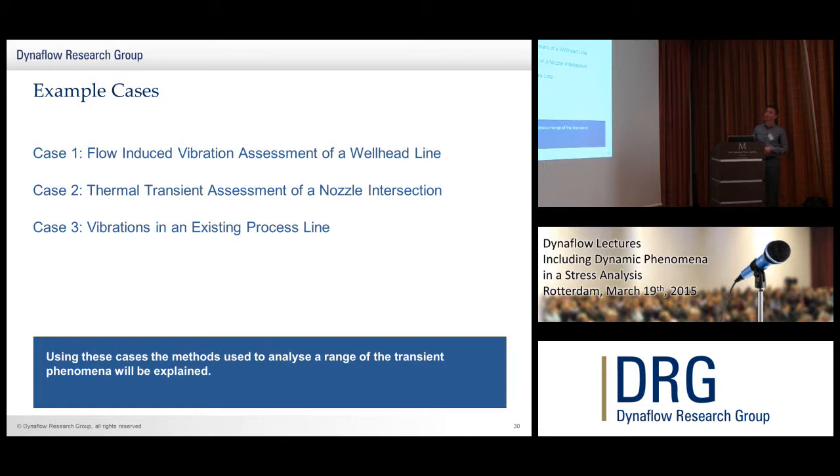Case 1 is to look at flow-induced vibration assessment of a wellhead line that flows on an oil and gas platform. We're going to look at a thermal transient assessment of a nozzle intersection in a vessel. And then we're going to look at vibrations in an existing process line. Okay? And from these we'll actually explore different analysis methods that we've just introduced in the previous section.